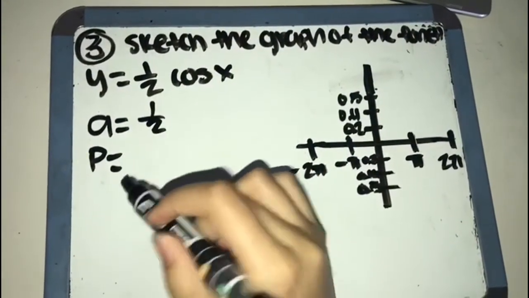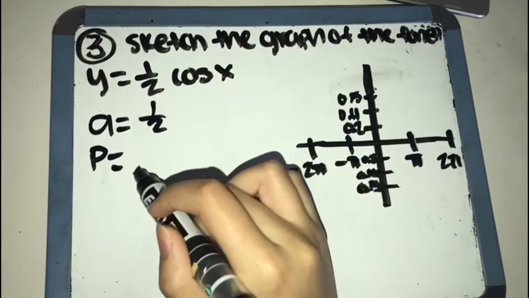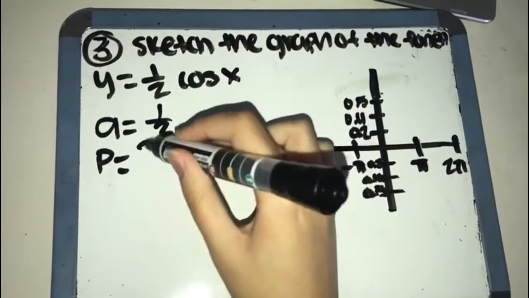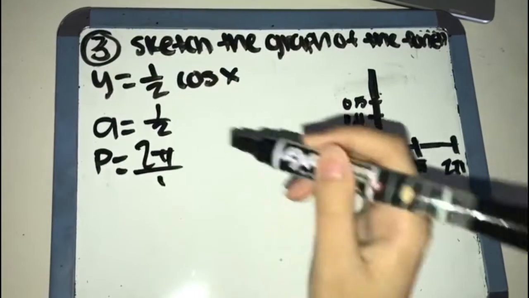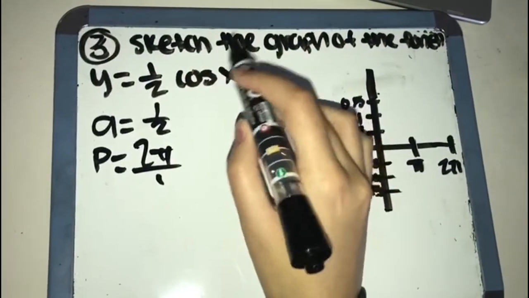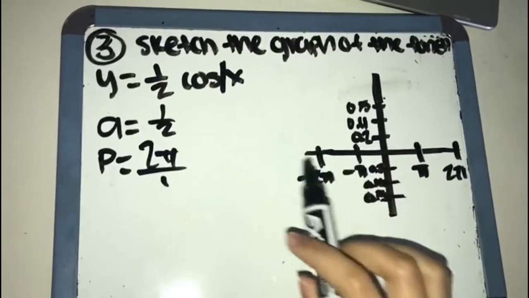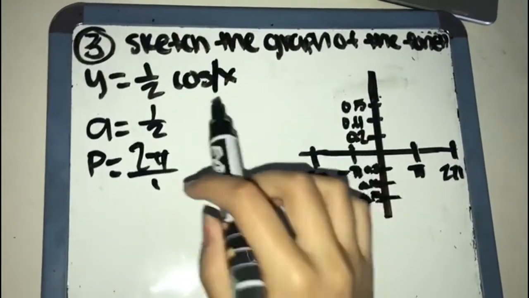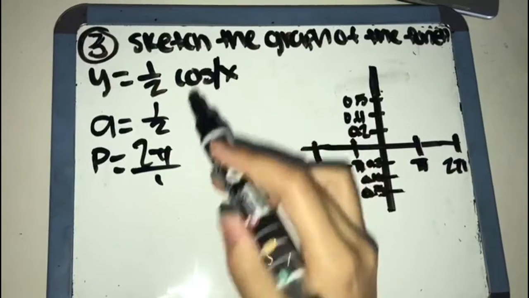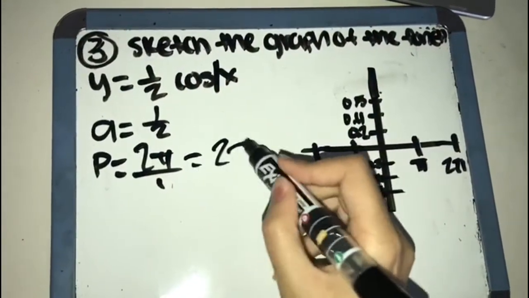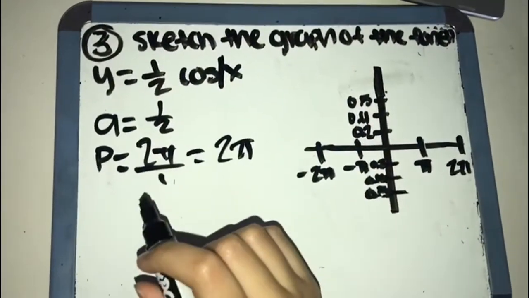As for the period, it's only going to be 2 pi. You can just do 2 pi over 1 because there's always a 1, an imaginary 1, before the x if it just says x. So it's 2 pi over 1, which equals 2 pi. Okay? Now, let's start with the points.